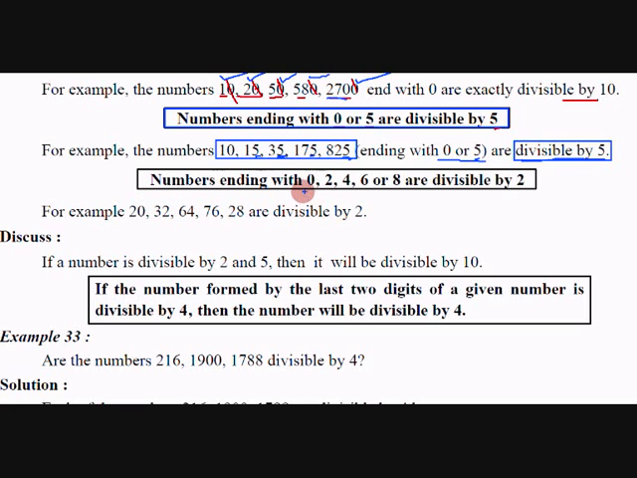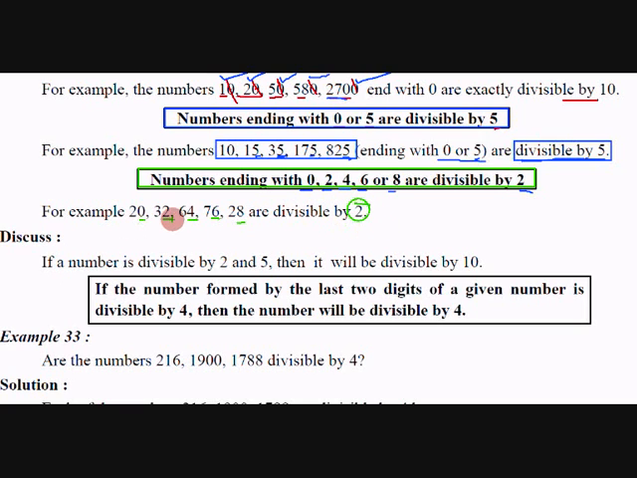Finally, numbers ending with 0, 2, 4, 6 or 8 are divisible by 2. We are going to find out what are all the numbers that are divisible by 2. Okay, instead of doing the arithmetic, we can very easily find if the last number ends in 0 or 2 or 4 or 6 or 8. Then by default we can say what? That number is divisible by 2.